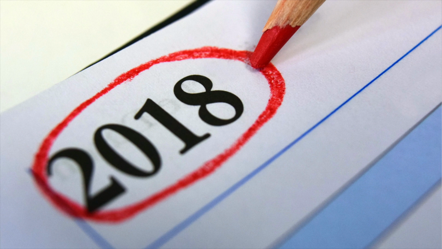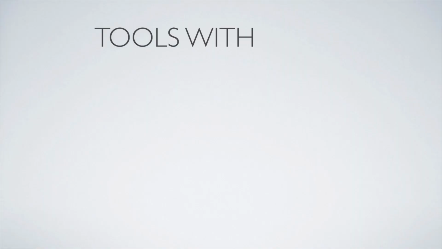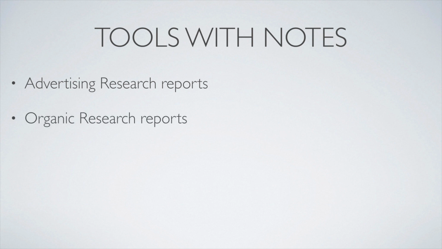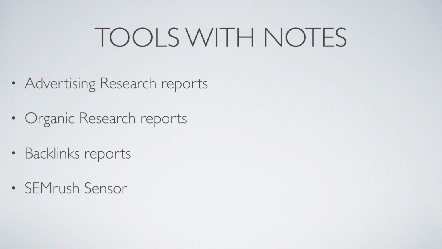Additionally, SEMrush automatically adds notes on days with major Google and SEMrush database updates that could affect your rankings. Notes can be found on graphs in the Advertising Research Reports, Organic Research Reports, Backlinks Reports, SEMrush Sensor, Position Tracking, Domain Overview, Site Audit, Backlink Audit, Organic Traffic Insights, and My Reports.